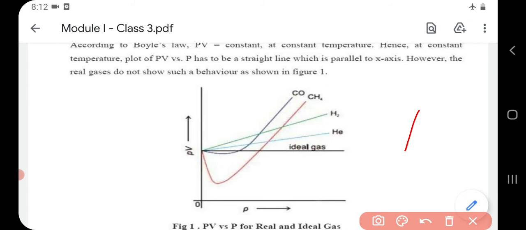This is the case of an ideal gas. Let this intercept be 1, and all the other gases deviate from this ideal gas behavior at low temperature and high pressure. That is, a real gas behaves like an ideal gas only at high temperature and low pressure. So remember that condition which is already mentioned above.